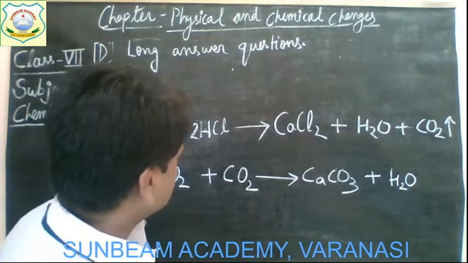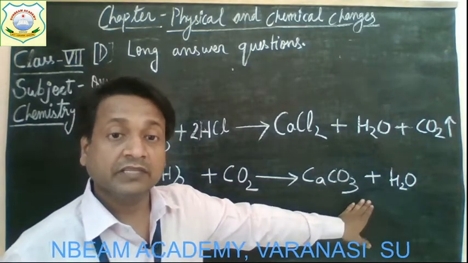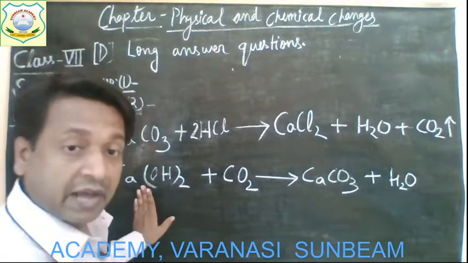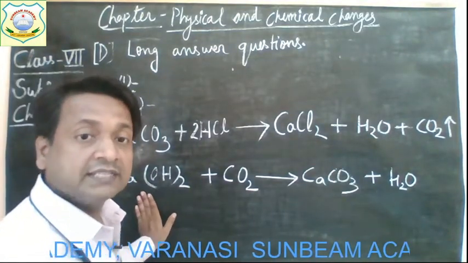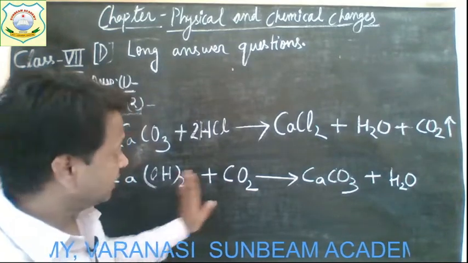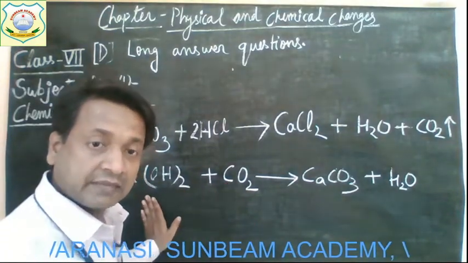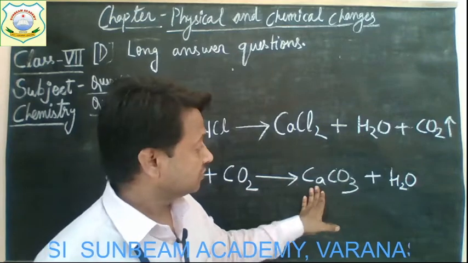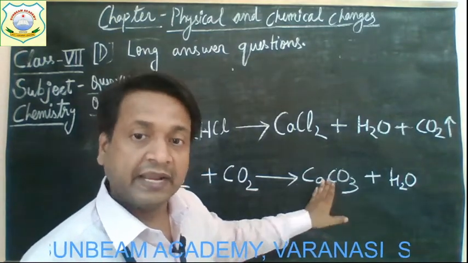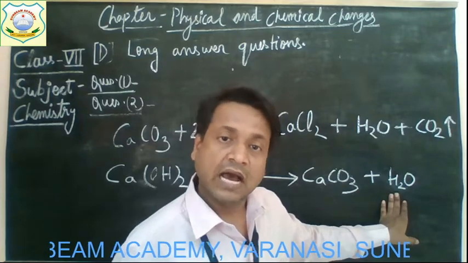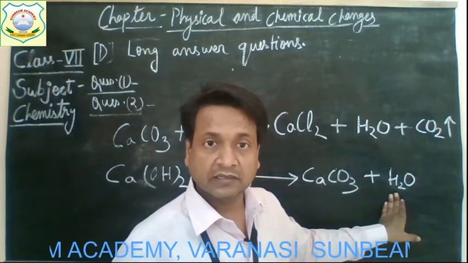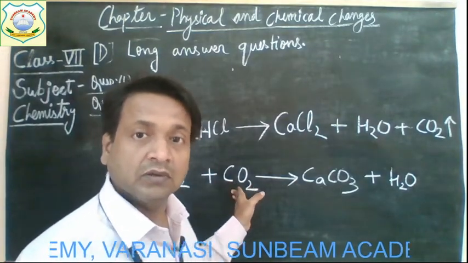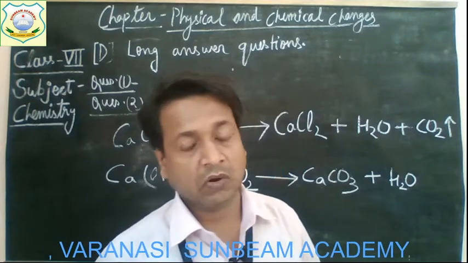So this is the chemical equation in which carbon dioxide is passed into calcium hydroxide, which is a transparent liquid. When this carbon dioxide is passed in calcium hydroxide, it turns into a milky white solution. That is calcium carbonate, and along with it, water will also form. Got it? So this is the answer of question number 2. Understood children? Now, come to the next.